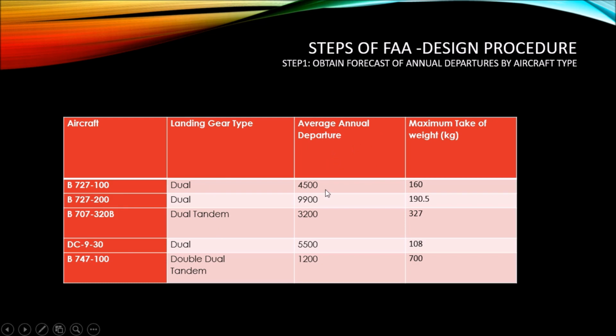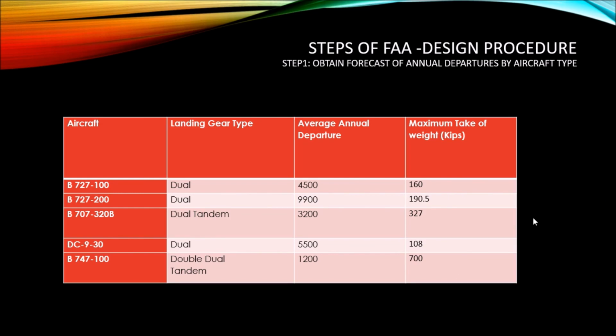You can see their annual departures: 4,500, 9,900, 3,200, 5,500, and 1,200. Then the maximum takeoff weight, in kips, which is thousands of pounds.